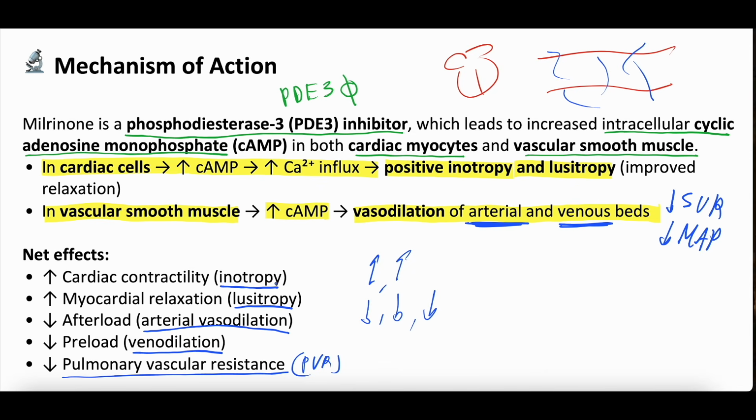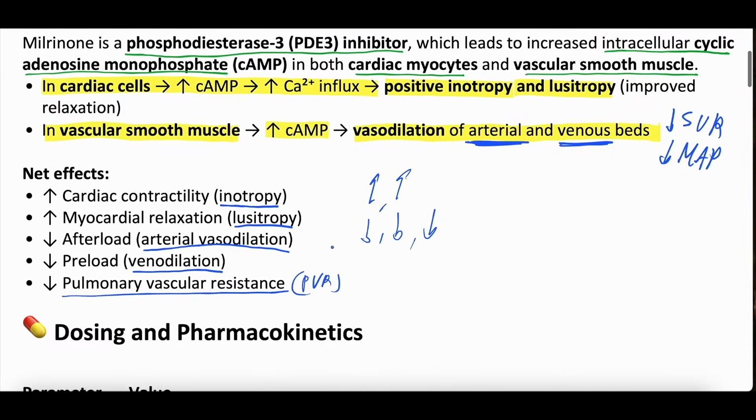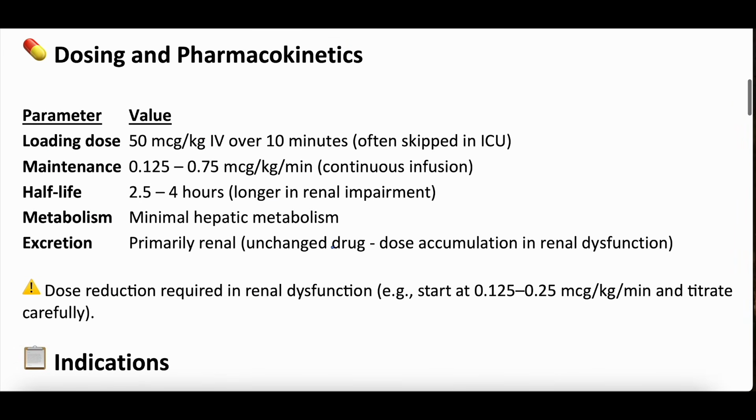Because you will get a lot of hypotension with Milrinone. And if someone's in septic shock with sepsis-induced cardiomyopathy leading to a mixed septic and cardiogenic shock picture, the hypotension sometimes can be harder to deal with. Whereas in someone in cardiogenic shock, a lot of these changes are really nice for the management of cardiogenic shock. All right, dosing and pharmacokinetics of Milrinone.